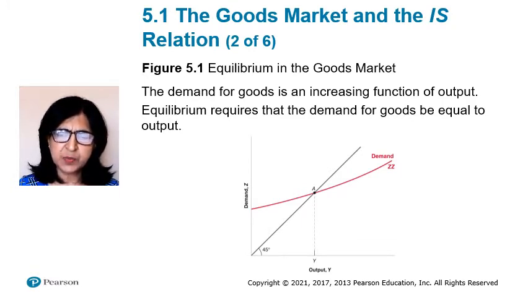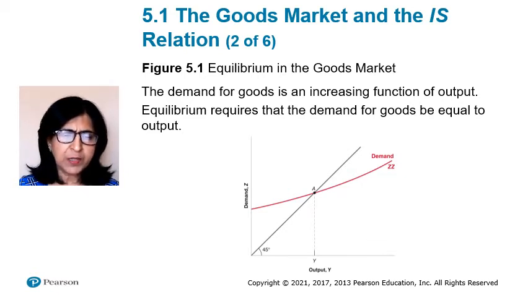The increase in disposable income leads to an increase in consumption. Two, an increase in output also leads to an increase in investment. This relation between demand and output for a given interest rate is represented by the upward sloping curve ZZ. Because we have not assumed that the consumption and investment relations in equation 5.2 are linear, ZZ is in general a curve rather than a line as shown in figure 5.1.